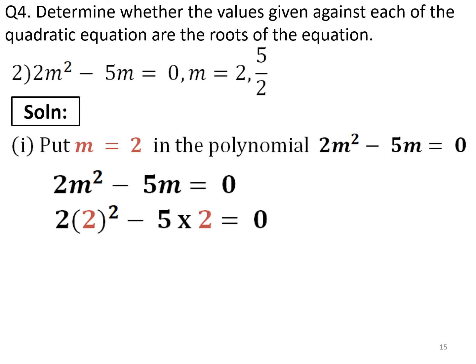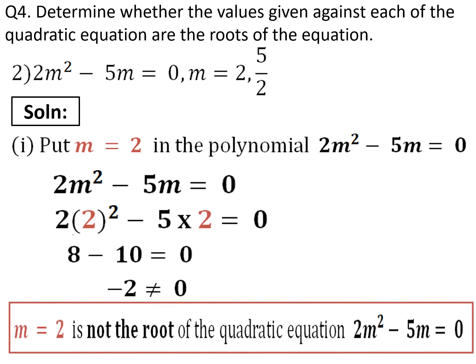2 square is 4. 4 into 2 is 8. 8 minus 10 is equal to 0? 8 minus 10 is minus 2. Minus 2 is not equal to 0. Therefore, m is equal to 2 is not the root of quadratic equation 2m square minus 5m is equal to 0.